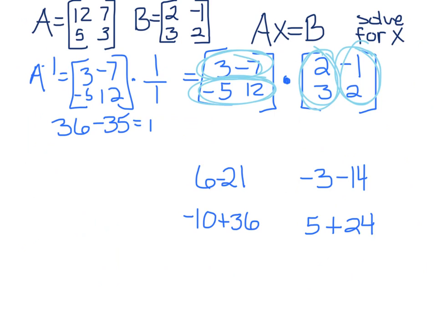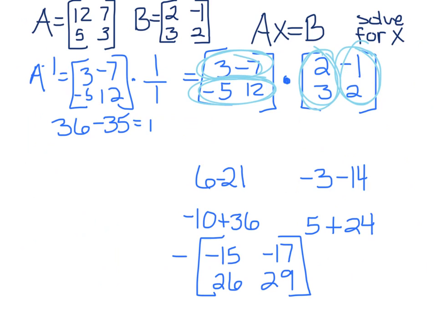So we get 6 minus 21, which is -15. -3 minus 14 is -17. -10 plus 36 is 26. And 5 plus 24 is 29. So that is what X equals, because we did the inverse of A times B. All right.